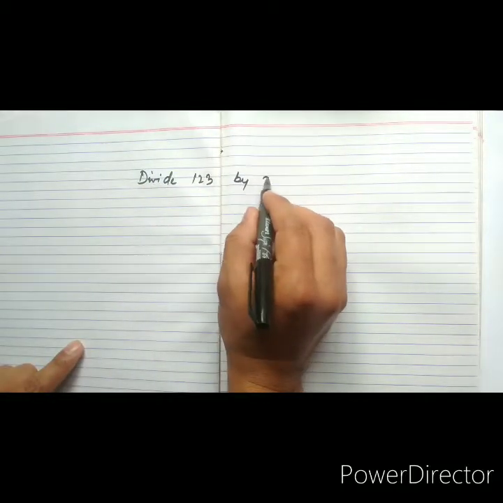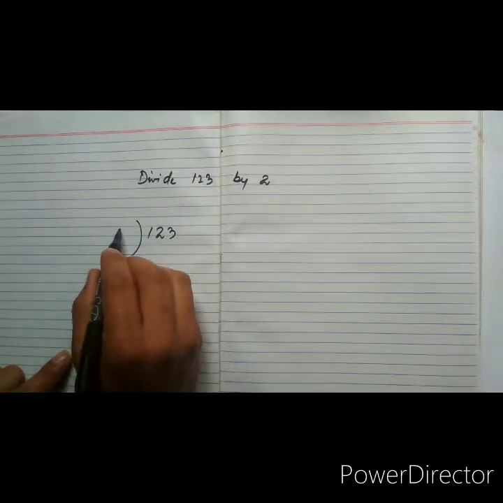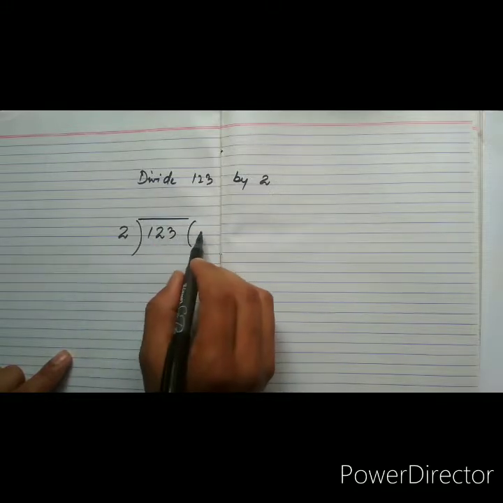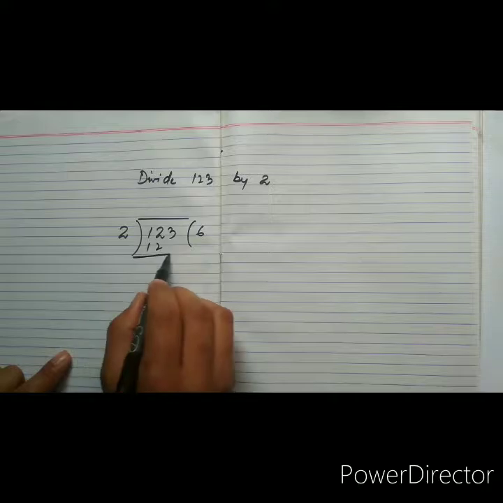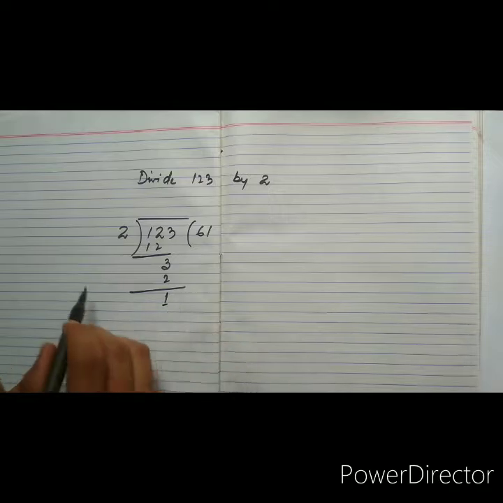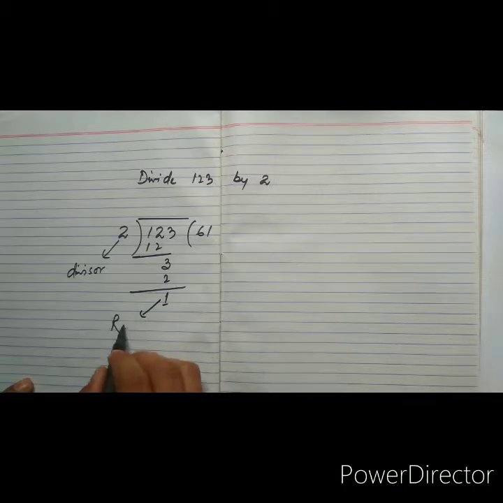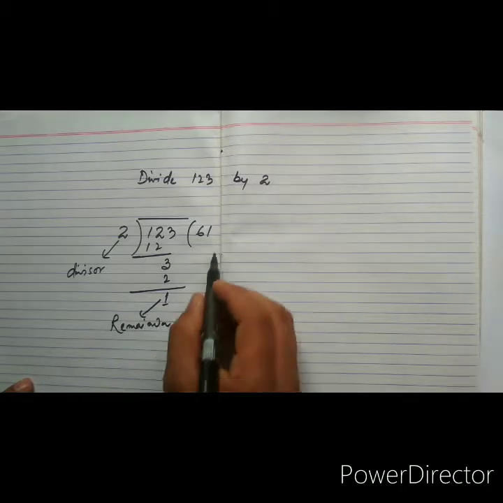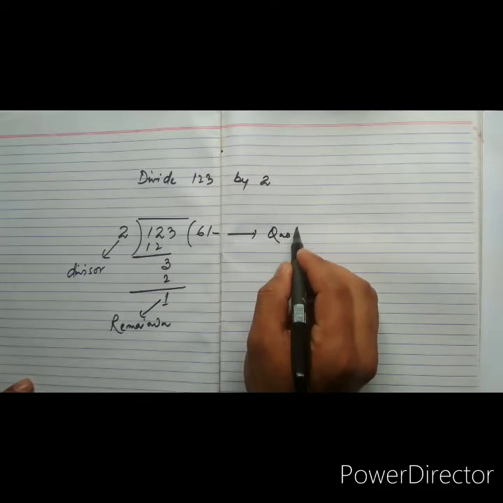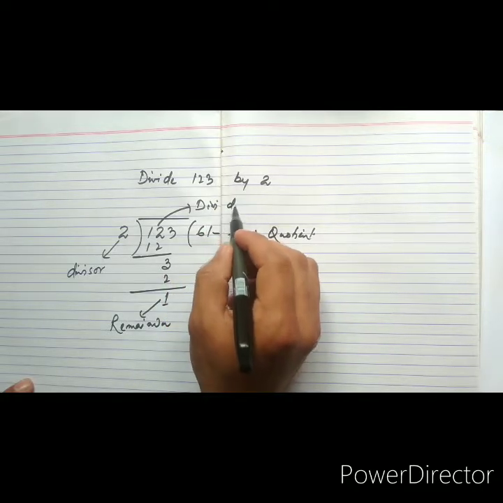123 by 2. You will divide definitely in this way: 123, then here 2, 2, 6, 12, and this 3, 2, 1 is 2, and we get here 1. So this 2 is what you call the divisor, this is called the remainder, this is the quotient, and this 123 is the dividend.